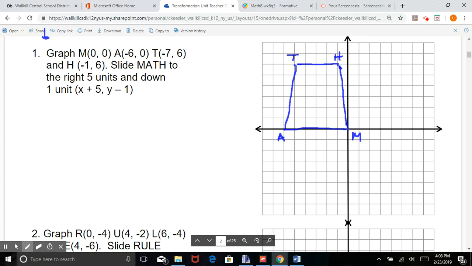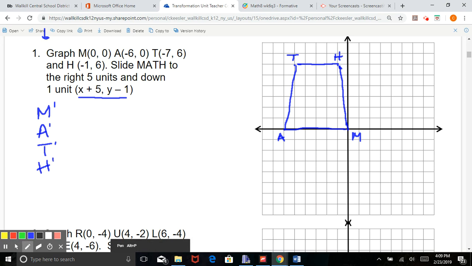To reveal a trapezoid. So now we're going to slide. Again, remember slide is a word for translate, which is a type of transformation on a coordinate plane. So we're going to slide or translate MATH to the right 5 units and down 1 unit, which is noted in the rule (x plus 5, y minus 1). So this we could also do mathematically. And when we do the translation, instead of labeling the coordinates MATH, we're going to label them what's called M prime. It's just an apostrophe, but for math, we call it a prime sign. A prime, T prime, and H prime.